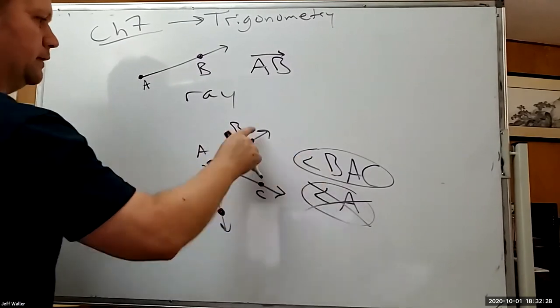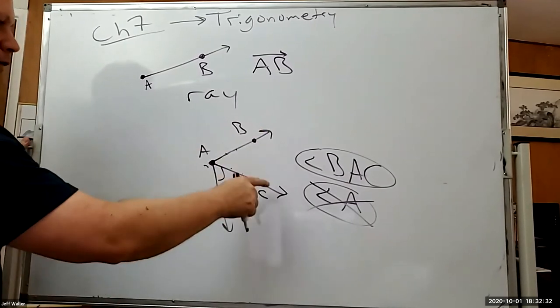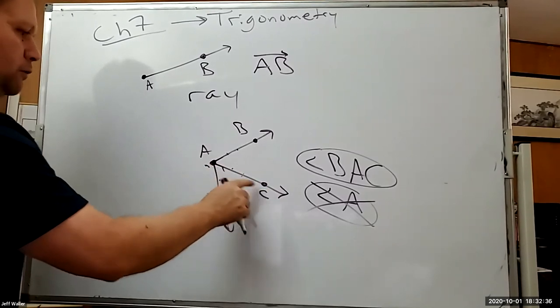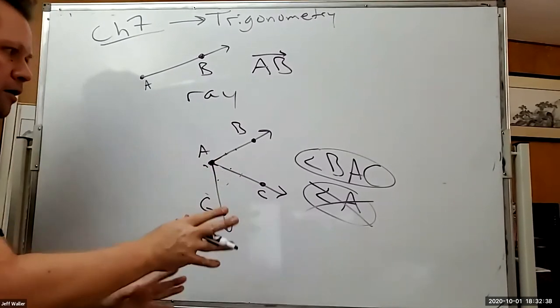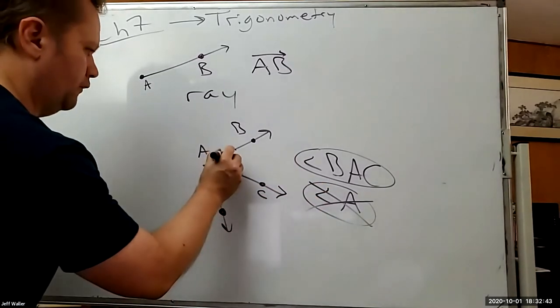So then BAC would mean this one. BAG would mean the big one, big old bag of angle. And then CAG would be this angle. Or what we do more often than this is we give each of these little names.